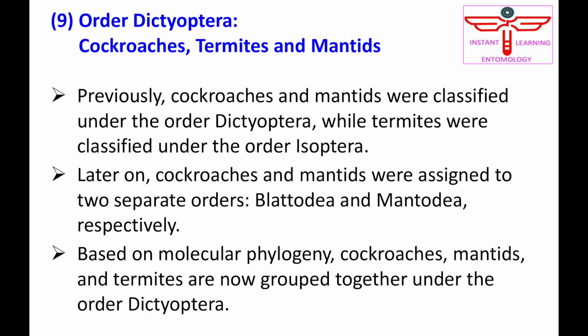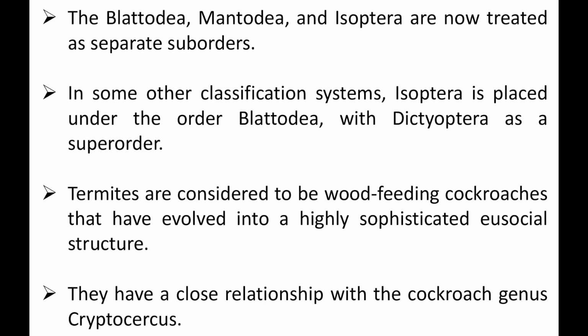Order: Dictyoptera. The cockroaches, termites, and mantids. Previously, cockroaches and mantids were classified under the order Dictyoptera, while termites were classified under the order Isoptera. Later on, cockroaches and mantids were assigned to two separate orders, Blattodea and Mantodea, respectively. Based on molecular phylogeny, cockroaches, mantids, and termites are now grouped together under the order Dictyoptera. The Blattodea, Mantodea, and Isoptera are now treated as separate suborders.